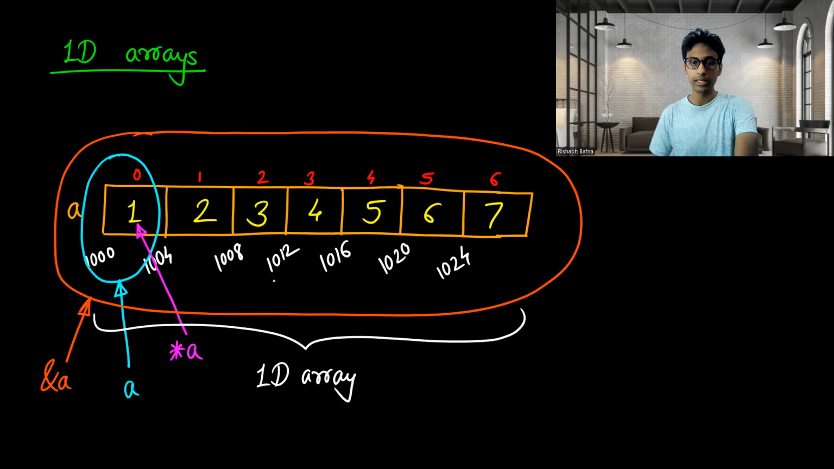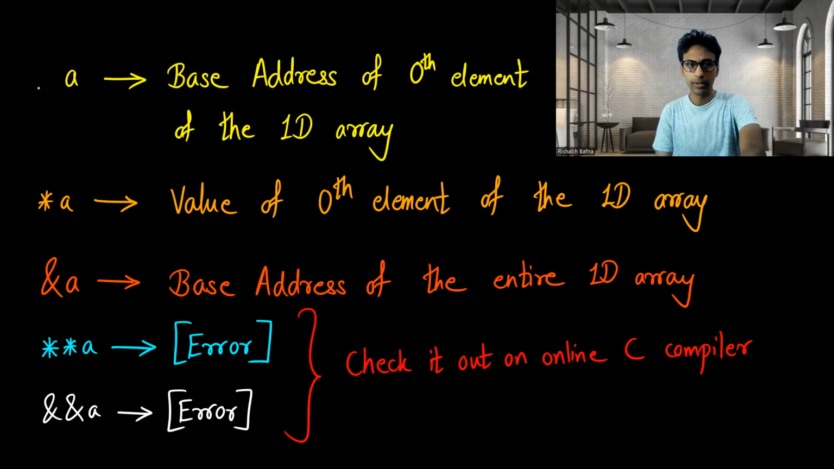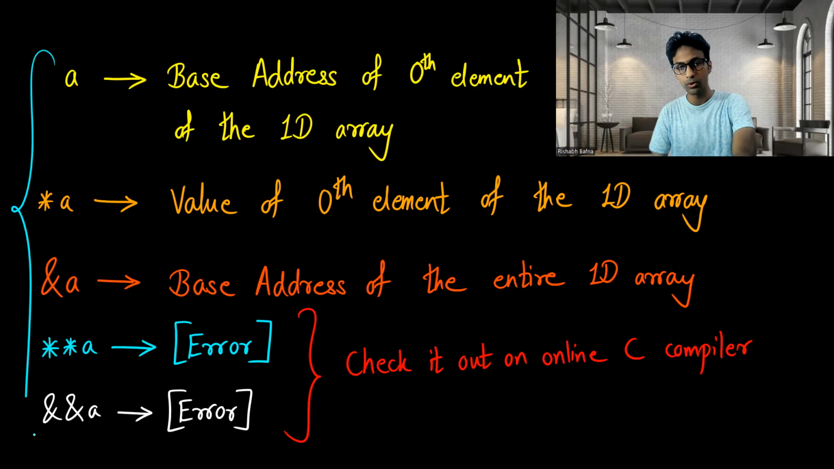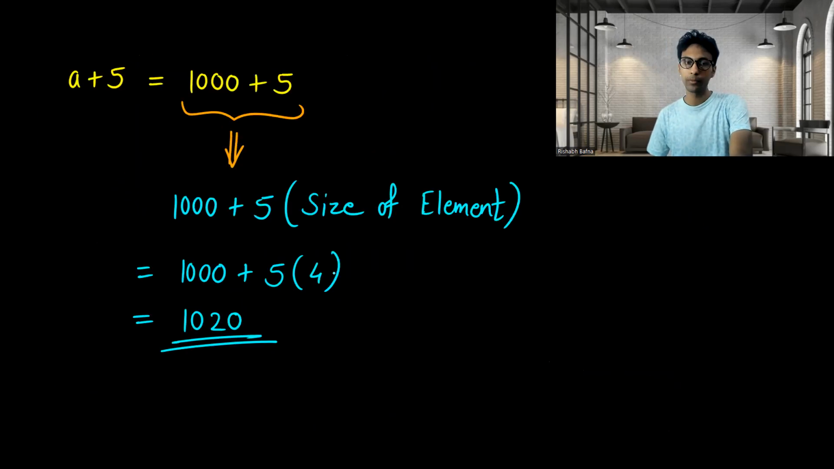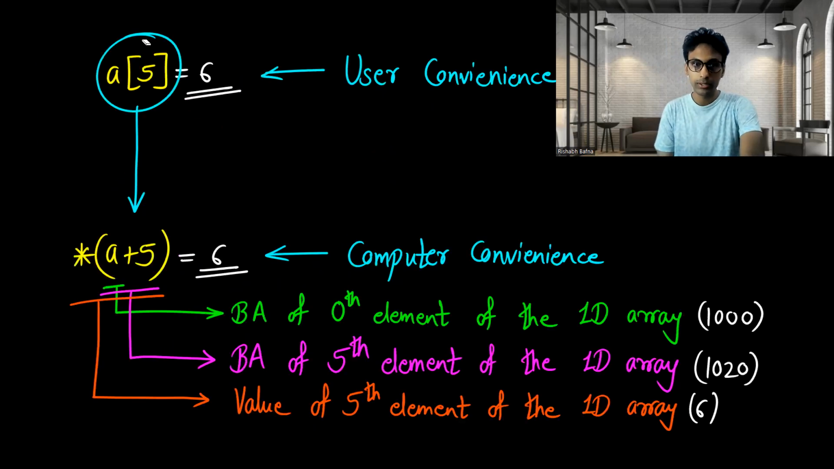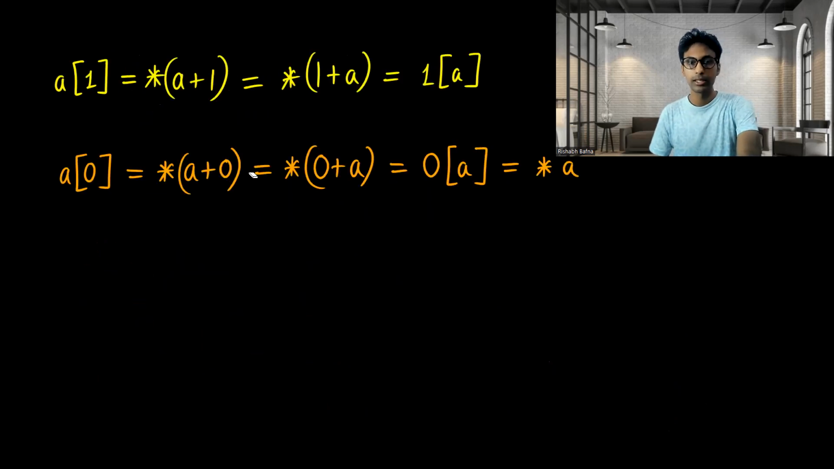This terminology is very important when we are concerned with 1D arrays. These things will change for a 2D array. A won't be the base address of the zeroth element; it will be the base address of the zeroth 1D array. So maybe this is for only 1D arrays. This is for user convenience. This is for computer convenience.